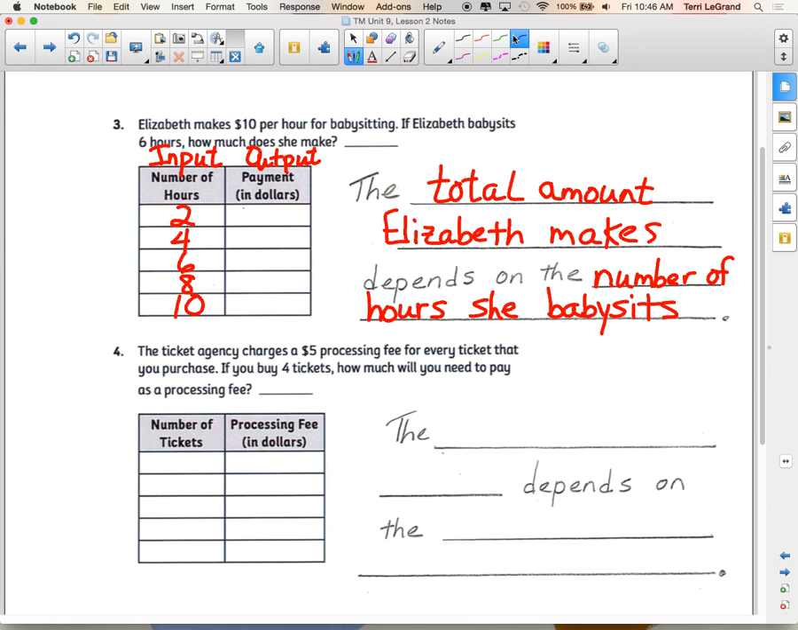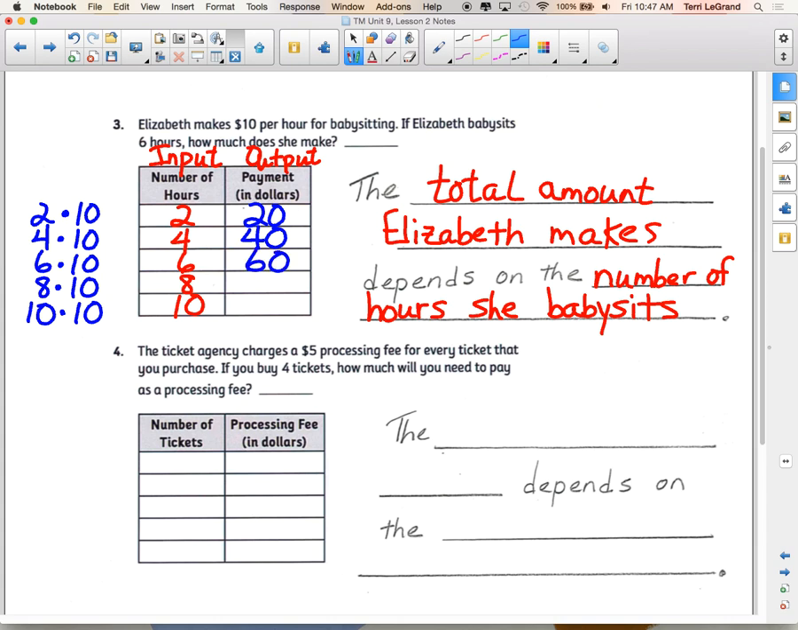What do we have to do to 2 that we also do to 4, that we also do to 6, that we do to 8, that we do to 10? Multiply by 10, because that's how much she gets paid for each hour, right? Yeah. Each hour she makes $10. So if she works 2 hours, she makes $20. If she babysits 4 hours, she makes $40. If she babysits 6 hours, she makes 60.